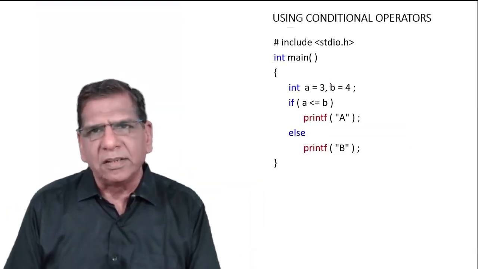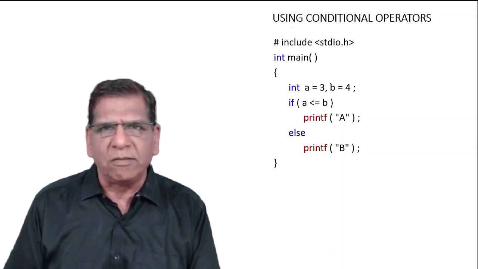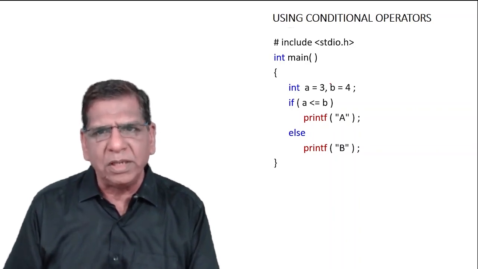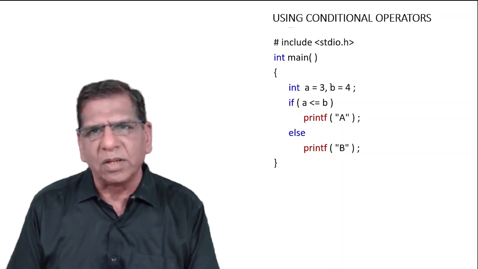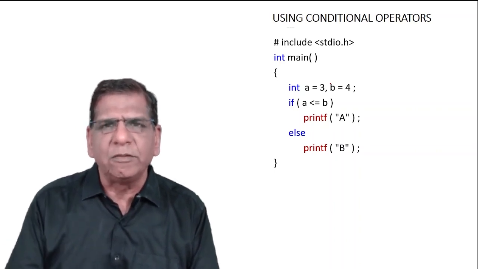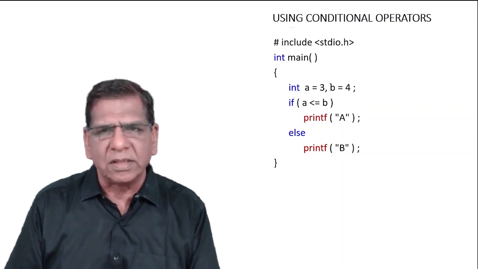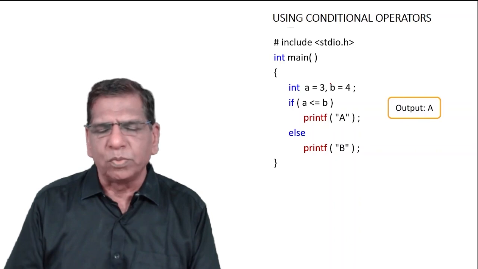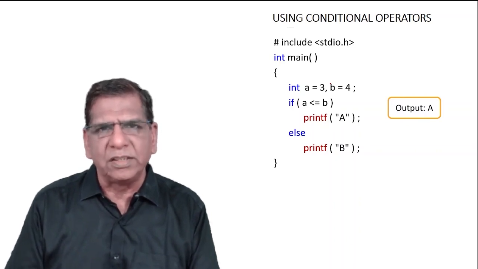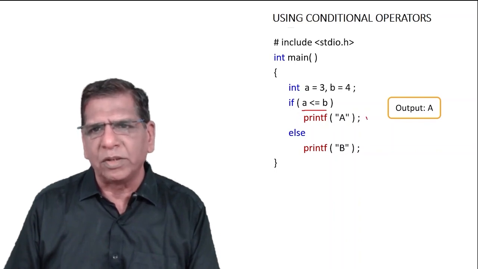Suppose we have a simple program like this. We have two variables A and B holding values 3 and 4. And then we are simply checking whether A is less than or equal to B. If so, print out alphabet A, otherwise print out alphabet B. So we have done this using if and else. We want to replace this if and else with conditional operators. Just see how. Output naturally will be A, because 3 is indeed less than 4. So this condition will turn out to be true and A would then get printed out.